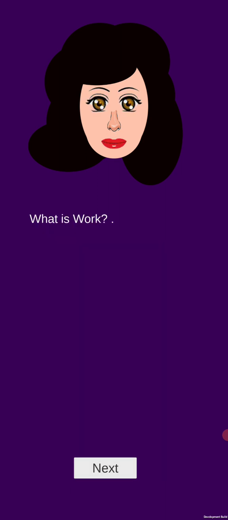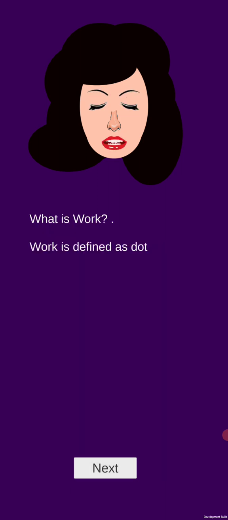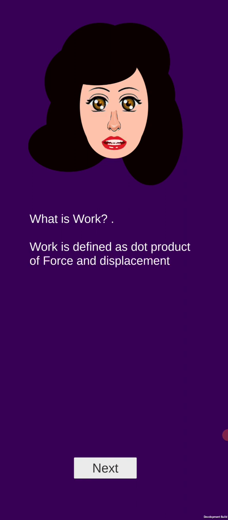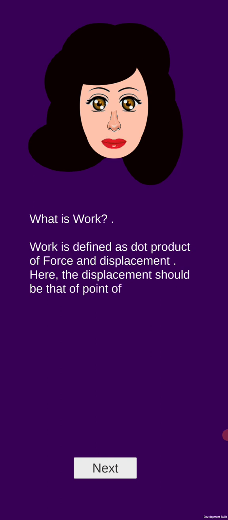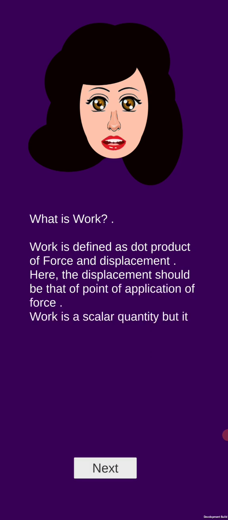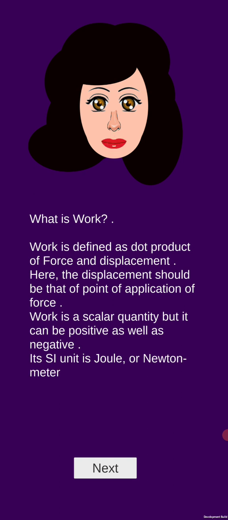What is work? Work is defined as the dot product of force and displacement. Here, the displacement should be that of the point of application of force. Work is a scalar quantity, but it can be positive as well as negative. Its SI unit is joule, or Newton meter. Its CGS unit is erg.